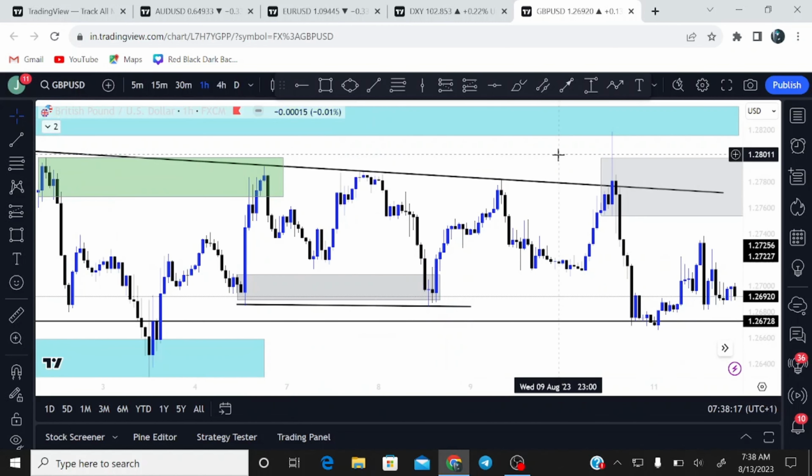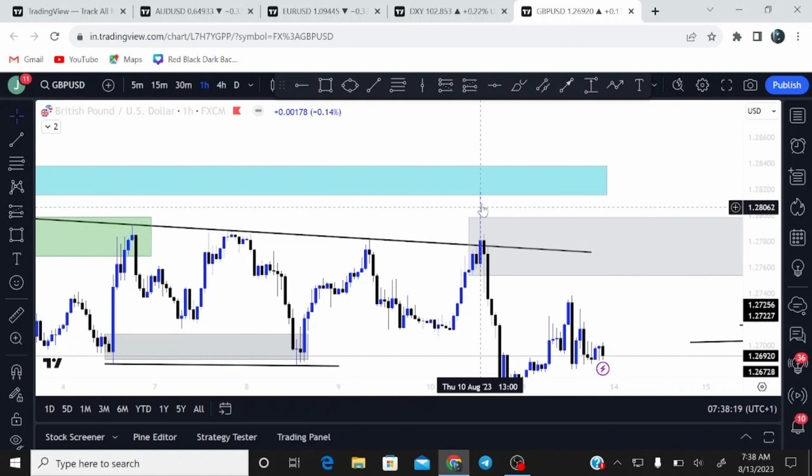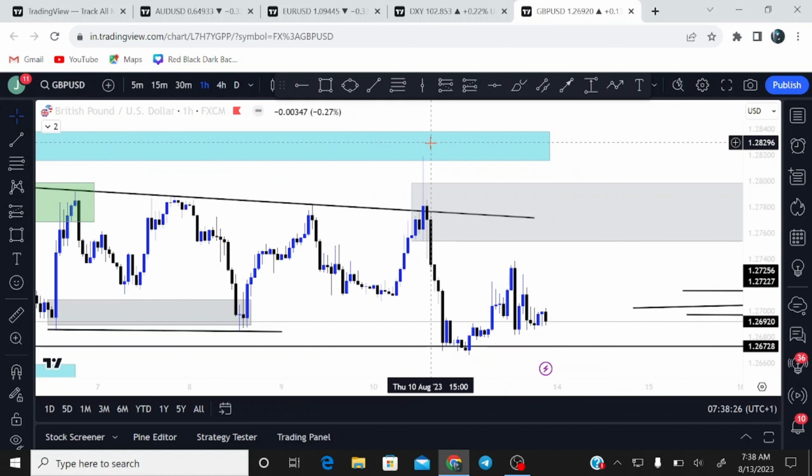Let's see what happened. Can you see this right here? Price just jumped in with a weak close and then started dropping massively. Most times when price actually mitigates an order block, you see it drops massively, guys.